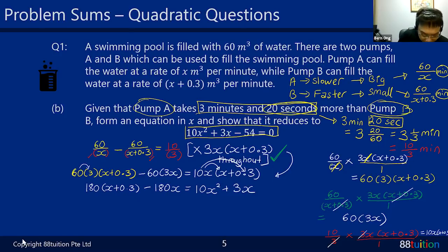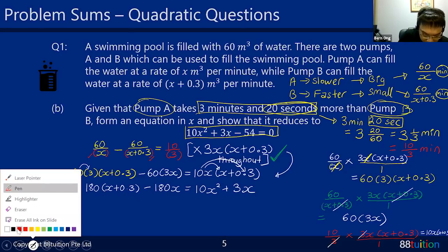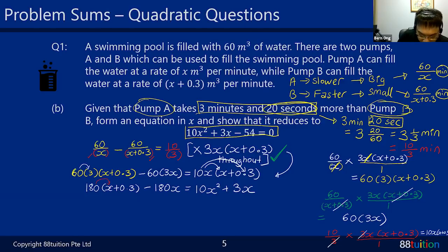Then you still can expand some more. Let's continue to expand. 180 times x will give you 180x. 180 times 0.3, press your calculator. 180 times 0.3 will give you 54. Usually I will press my Casio one because I am very familiar with my Casio calculator. But for those using Sharp calculator, don't worry, I will still teach you how to use your calculator. So at this moment, what happened? 180x minus 180x, no more. So you're left with 54 down here, and you're left with 10x squared plus 3x.